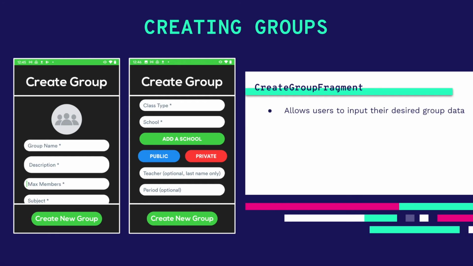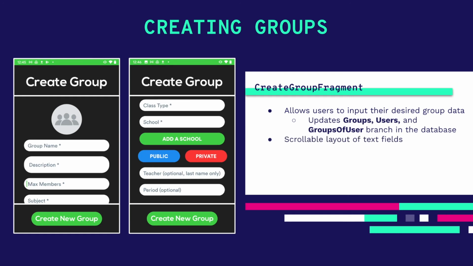Once you click the Create button, it updates 3 branches in the database to add this new group: the Groups branch, the Users branch, and the Groups of User branch. It's a scrollable layout of text fields, buttons, and also lets you upload a profile picture for your group in the same way we did in Setup Activity.